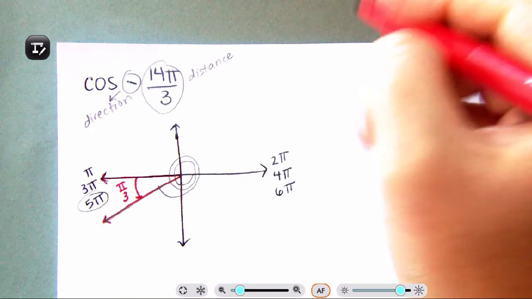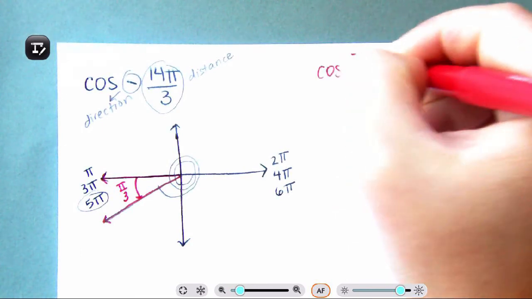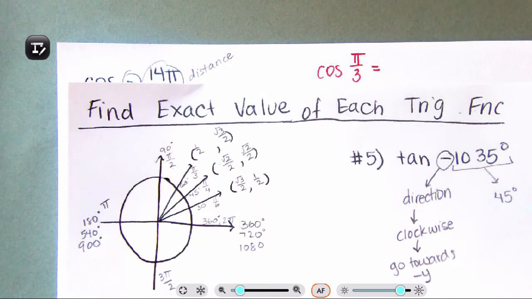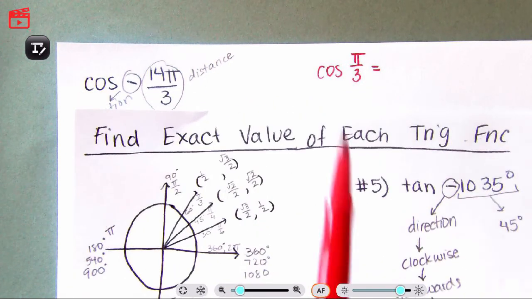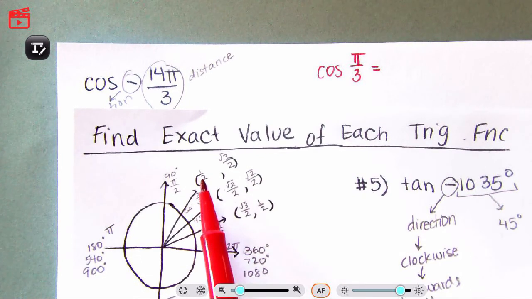So now we're going to say the cosine of pi thirds is what? And again, you should have these memorized. If you don't, go ahead and keep referencing your unit circle. But again, you should have these memorized. So cosine of pi thirds, you're looking for pi thirds. Pi thirds is here. Cosine is your x value, so we're looking at 1/2.